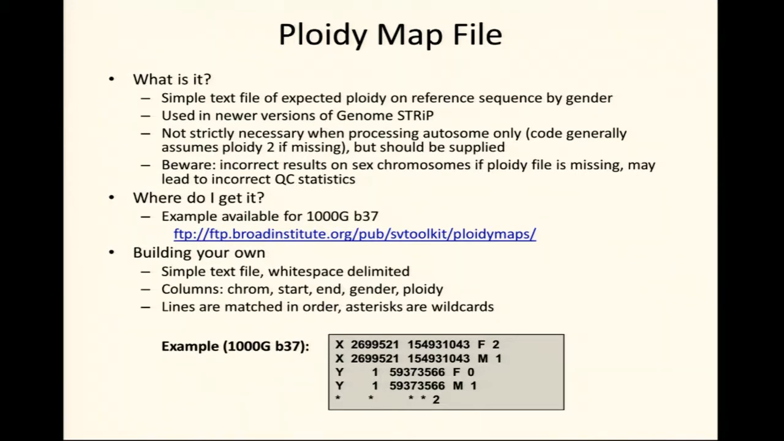The next input you need is the Ploidy Map file, which is a very simple text file that tells us what the expected ploidy is by gender on the genome. For common reference sequences, you can download one from our FTP site again. In this case, it's simply marking out where the pseudo-autosomal regions are and where the sex chromosomes are, so we know what the expected ploidy is.